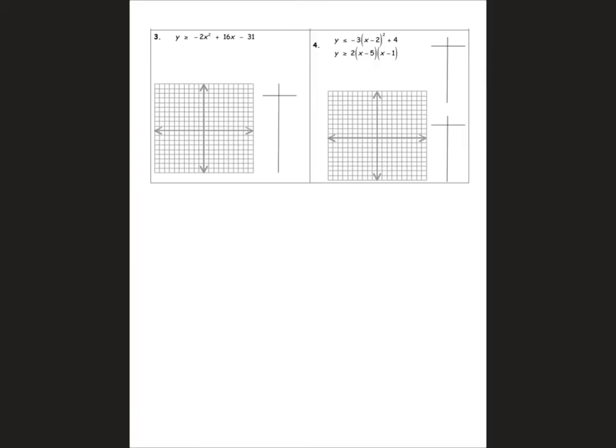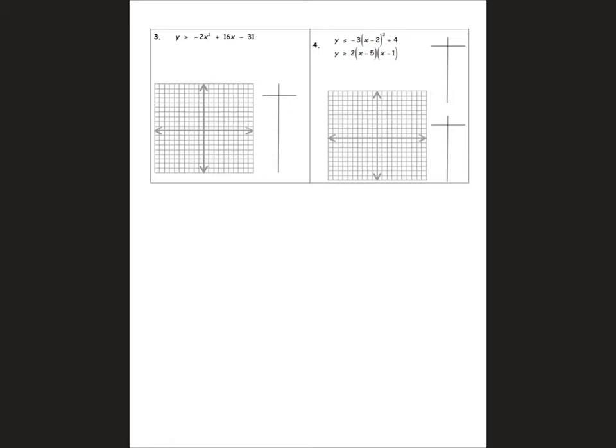All right, moving on to number 3. We have another quadratic. Y is greater than or equal to negative 2x squared plus 16x minus 31. So notice this quadratic is written in standard form. Your leading coefficient is negative, so that should tell you that this parabola is going to open downward.